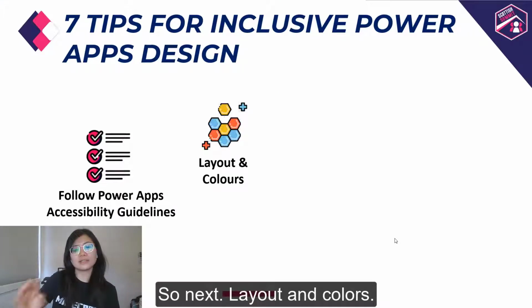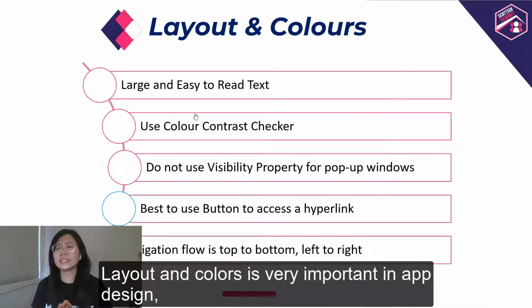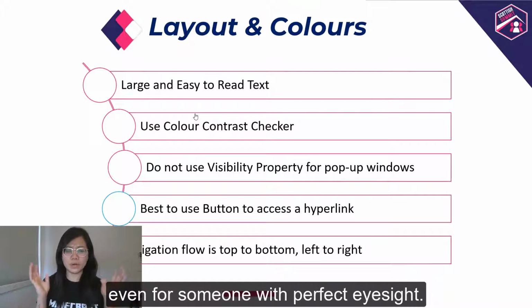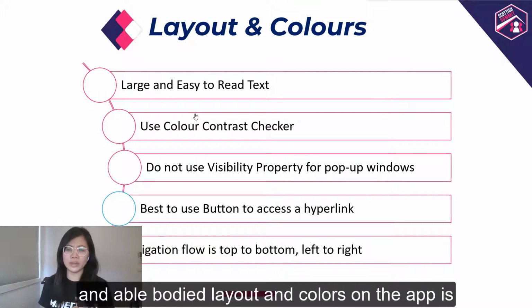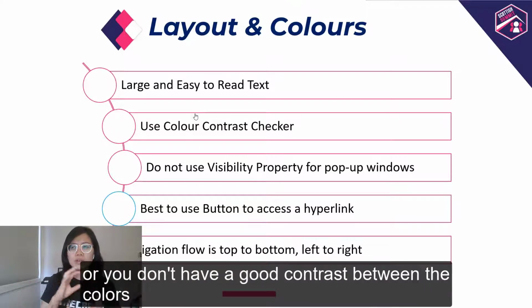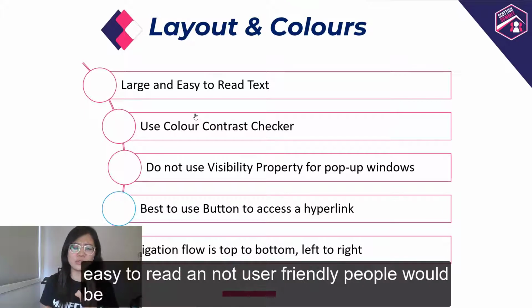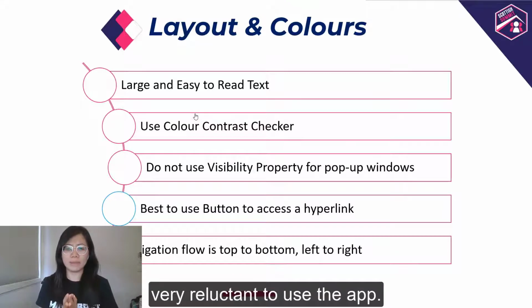So next, layout and colors. Layout and colors is very important in the app design. Even for someone with perfect eyesight and able-bodied, layout and colors on the app is very crucial. Because if you don't have a good layout or a good contrast between the colors and the app is not really easy to read and not user-friendly, people will be very reluctant to use your app.